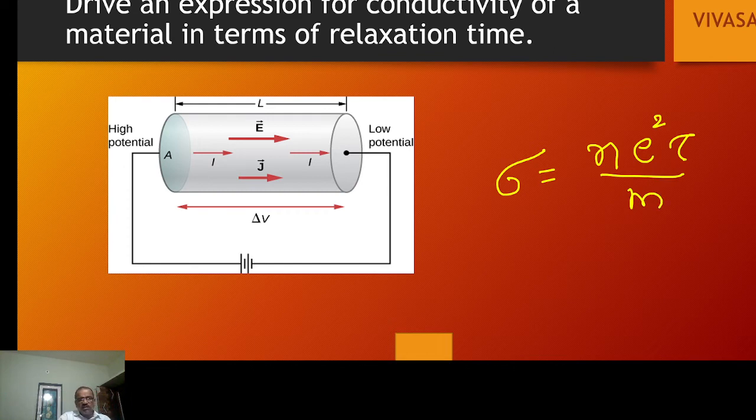This is the conductivity of a material in terms of relaxation time, where tau is the relaxation time. Let us derive this. Again we are using a conductor which has the electric field E. J is the current density, a voltage is applied between a high potential and a low potential, the potential difference is delta V, and del l is the length of the conductor.